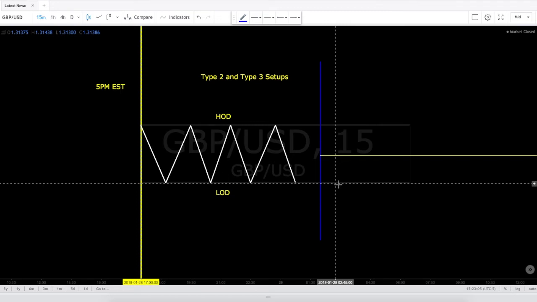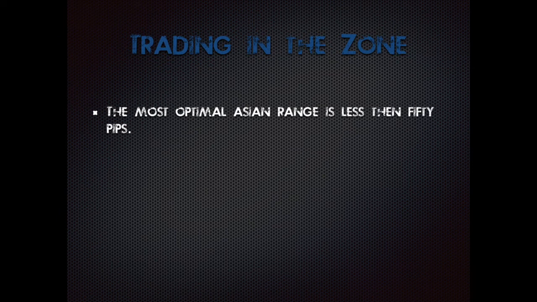Now let's go back and talk about some of the rules. All right, guys, so after looking at the charts, let's go over some things here. So remember that the most optimal Asian range is less than 50 pips.